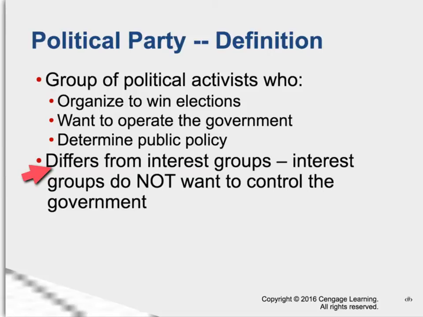A political party is a group of political activists who organize to win elections, to operate the government, and determine public policy. This definition makes a distinction between a political party and an interest group. Interest groups want to influence public policy but are not interested in controlling the government, and political parties want to control the government.